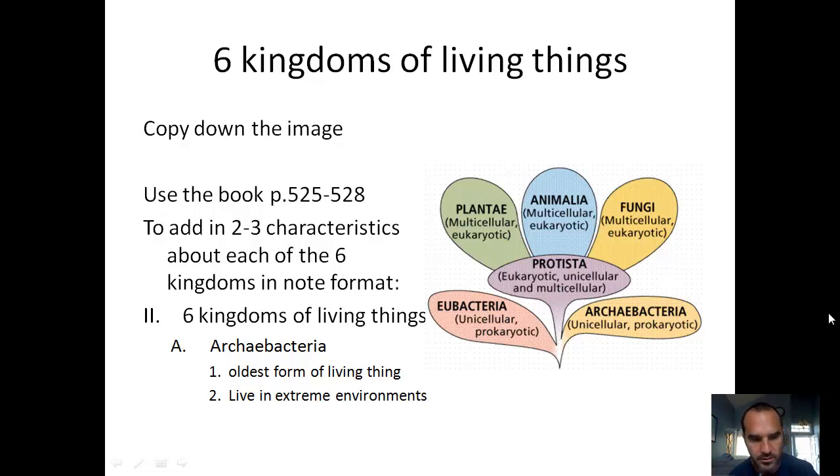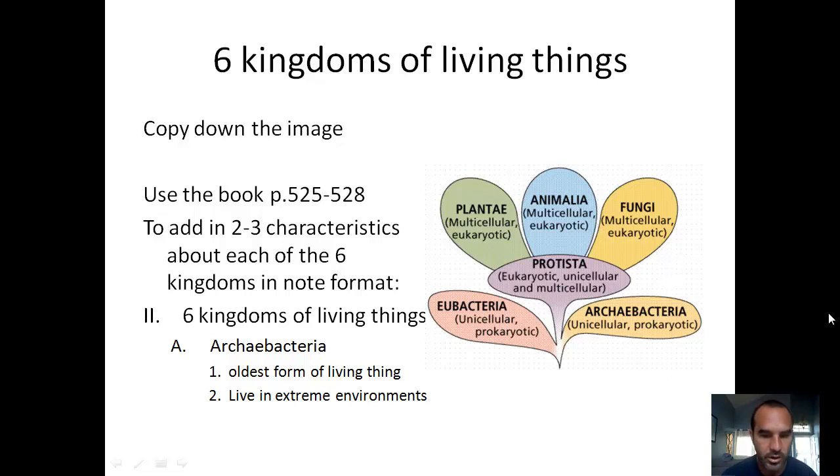Underneath, if you look right underneath, I kind of gave you an outline format. So after your picture, use a note format like what I've done. I did Roman numeral 2, 6 kingdoms of living things, and then I indented A period, and I started with archaebacteria.